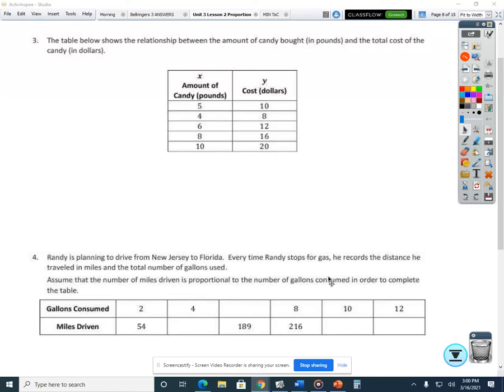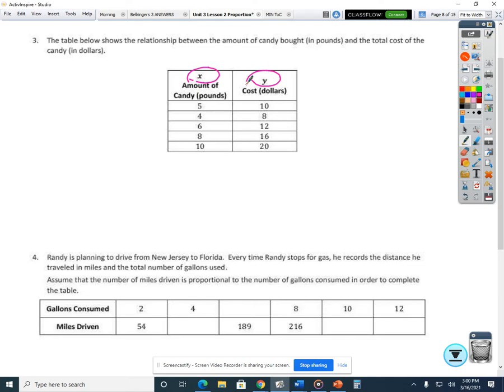Problem number 3. The table below shows the relationship between the amount of candy bought in pounds and the total cost of the candy in dollars. They tell us on our table that our amount of candy is our X, the cost of our candy is Y. To determine if these amounts are proportional in our table, we can use any of our methods that we've used before.